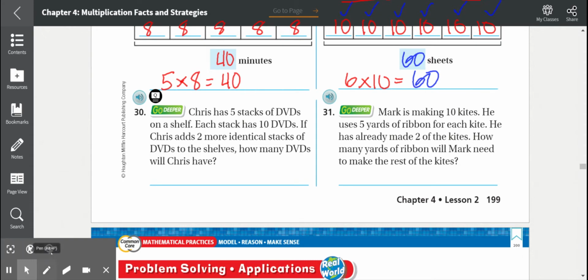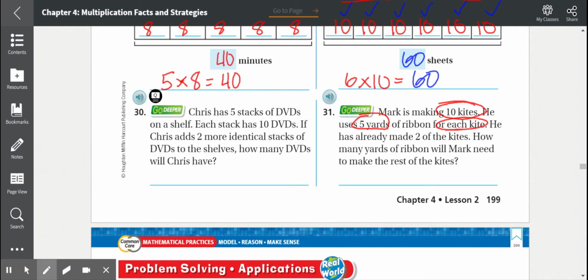Okay, let's do number 31. Mark is making 10 kites. He uses 5 yards of ribbon for each kite. He already has made 2 of the kites. How many yards of ribbon will Mark need to make the rest of the kites?